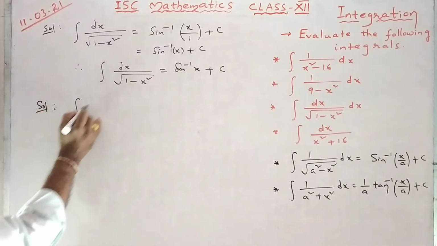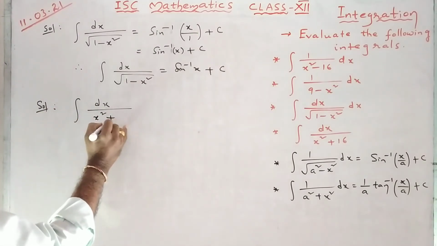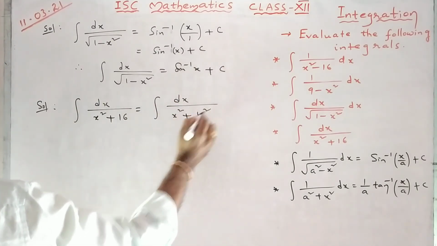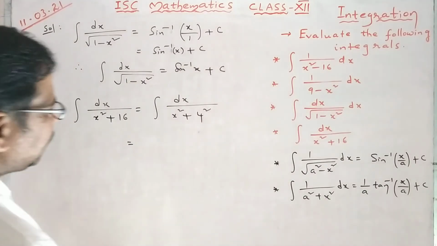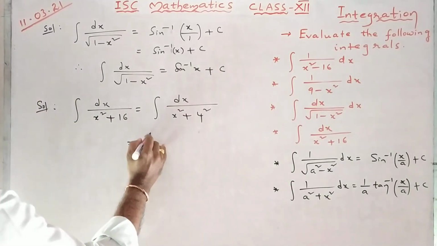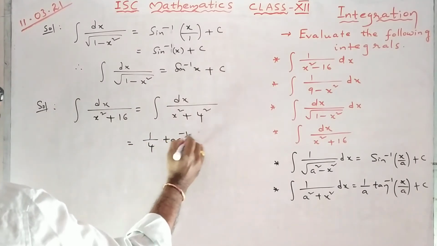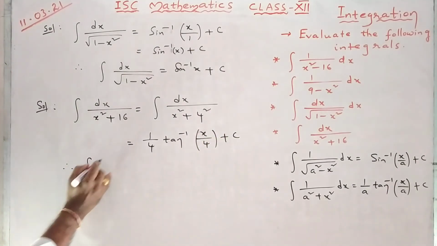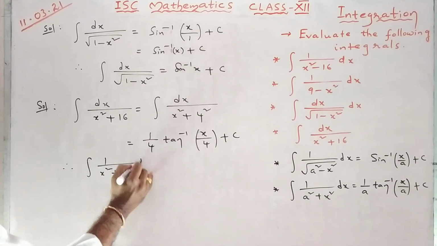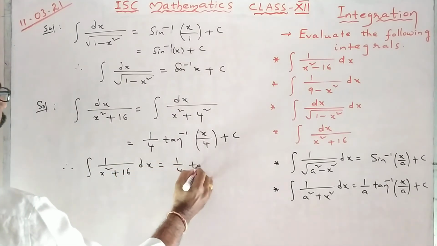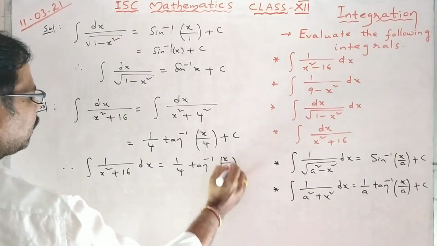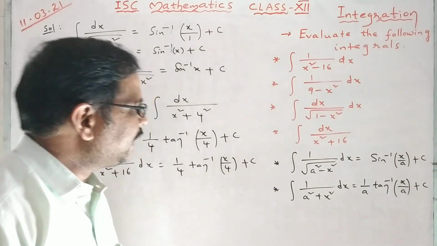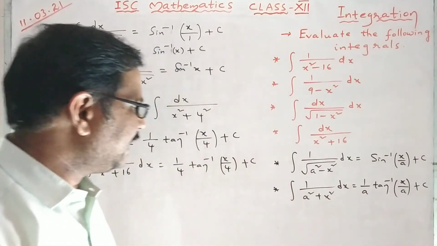Next one, last one, integral dx by x square plus 16. It can be written as 4 square. So it looks like 1 by a square plus x square, that is 1 by a tan inverse of x by a, where a is 4. That's all. Therefore integral 1 by x square plus 16 dx equal to 1 by 4 tan inverse of x by 4 plus c. Clear? So we have completed 4 problems by using 4 standard integrals, right?